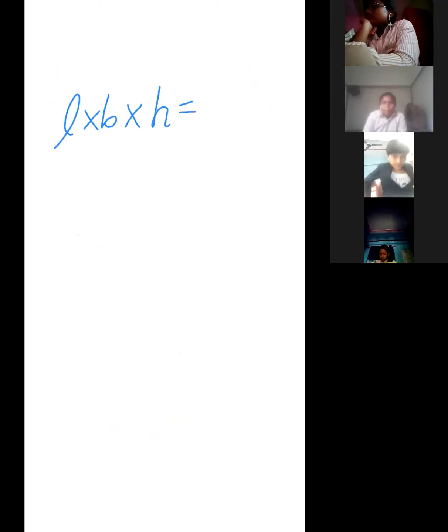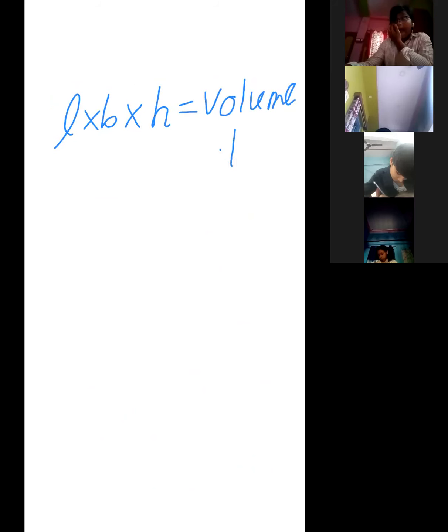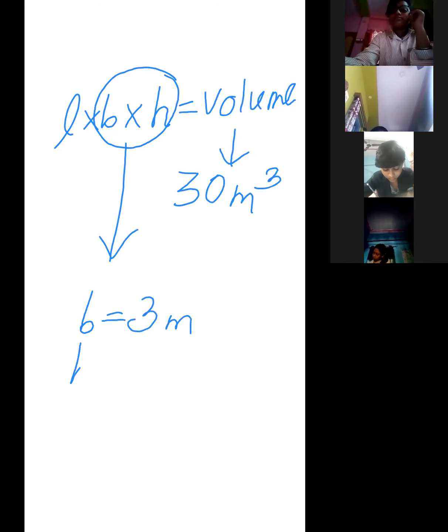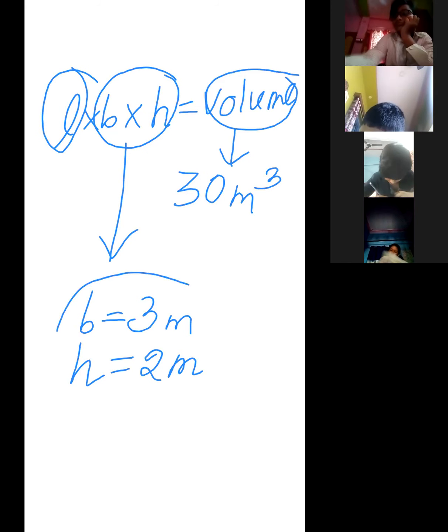I am denoting length by L, okay? L into B, breadth, into height H, is equal to the volume. It is given 30 meter cube, and any two of these are given: breadth 3 meter and height 2 meter. If we want to find the length, what to do? That is the formula. Basically, volume divided by multiplication of these two.